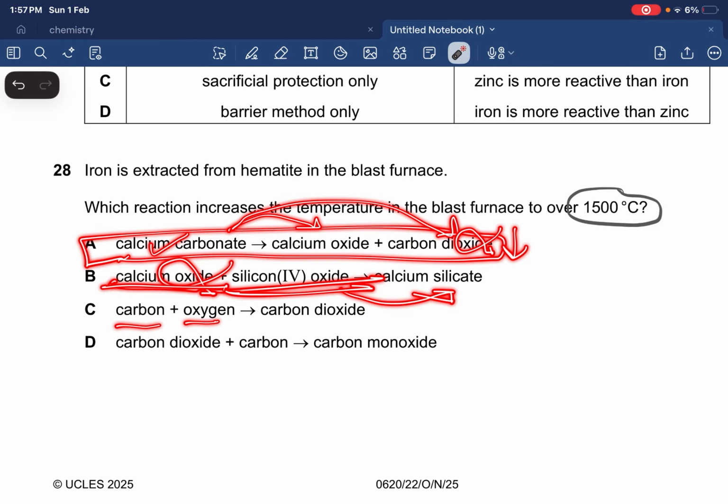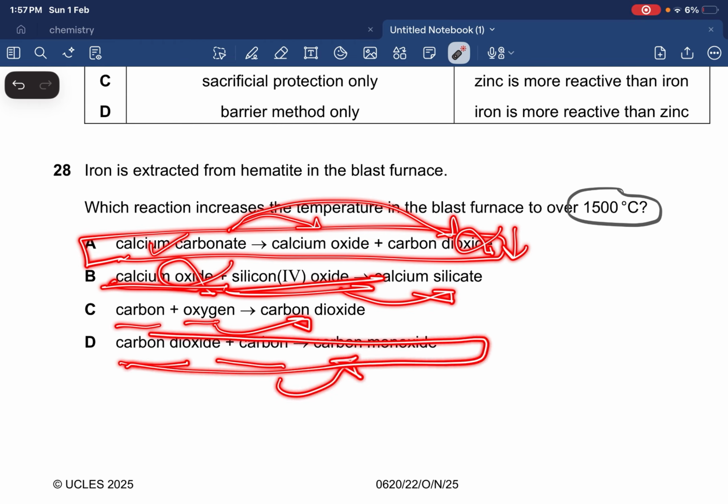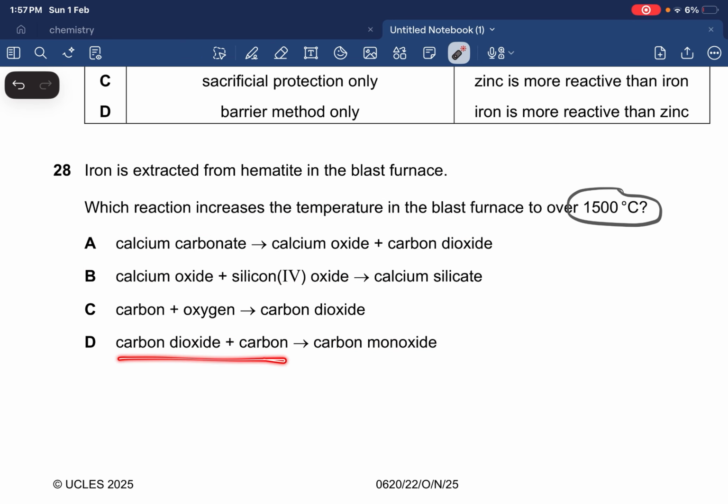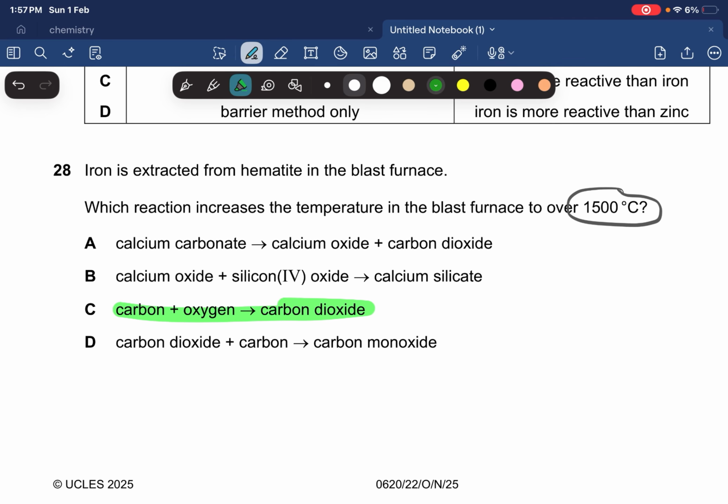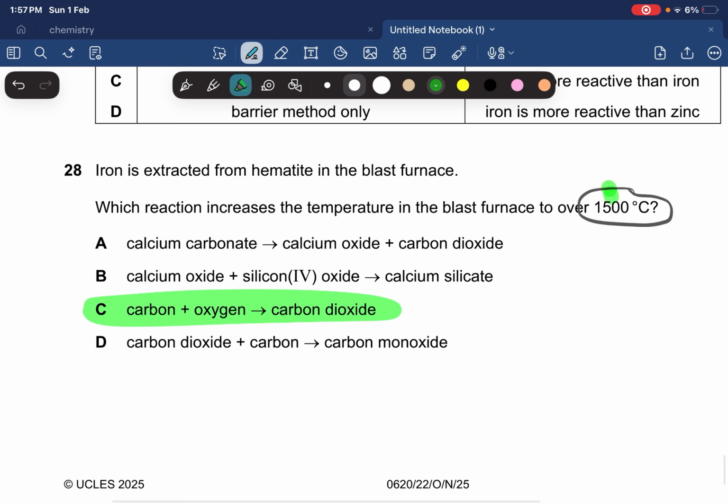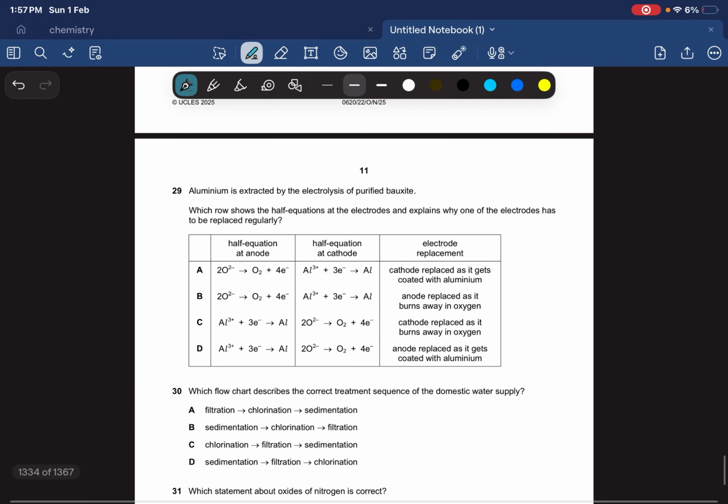Carbon plus oxygen forming carbon dioxide, and carbon dioxide plus carbon forming carbon monoxide. This reaction over here is a reduction reaction, right? Carbon dioxide is being reduced to carbon monoxide. And over here, carbon plus oxygen, this is a combustion reaction. So this reaction, which is combustion, is going to generate heat, because combustion reactions are exothermic. So this has got to be exothermic. So it's going to generate heat.